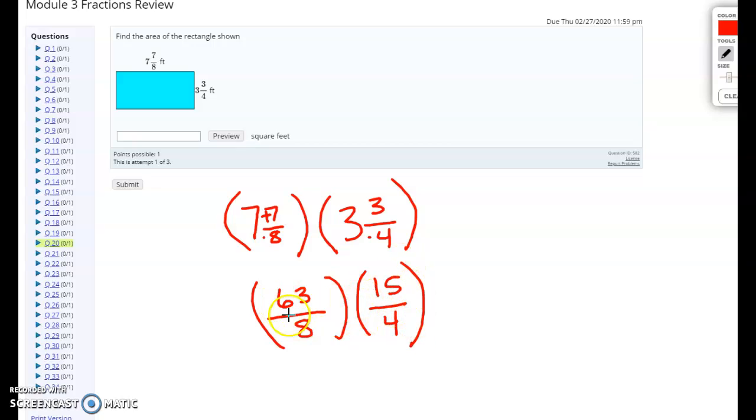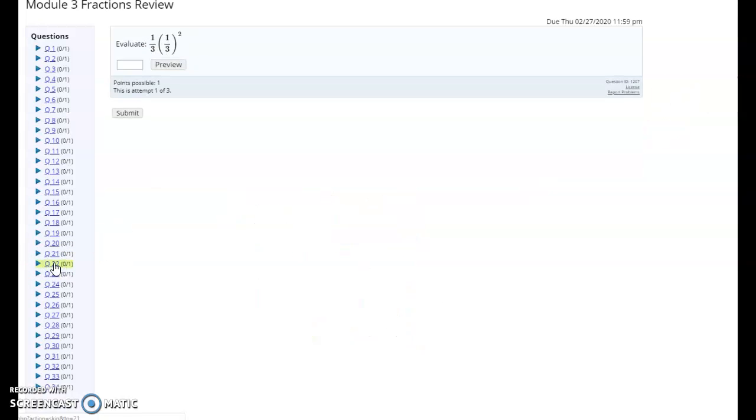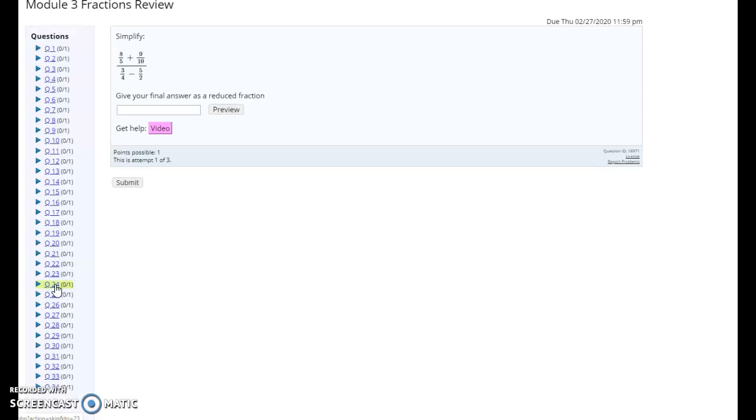And then we're going to multiply. Try to cross cancel if you can. It looks like you can't here. And then you're just going to multiply straight across the top, straight across the bottom, and that will be your answer. Okay, 22. Just remember, do the one inside the parentheses squared first here.